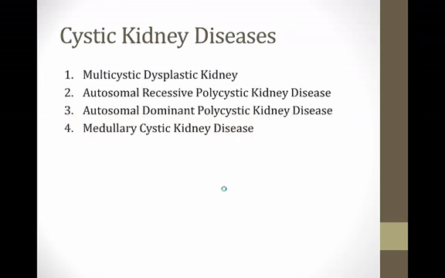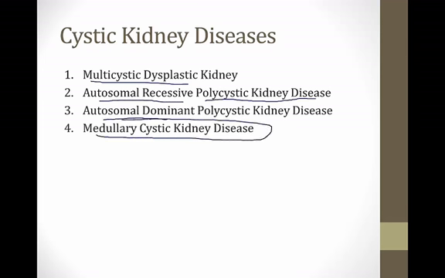So there are dozens and dozens of diseases that cause cysts in the kidneys, but there are just a couple that you should know about as a medical student, and we'll talk about these in this module. So the first one is called the multicystic dysplastic kidney, and then there are two forms of polycystic kidney disease. There's an autosomal recessive form and an autosomal dominant form, and then finally there is medullary cystic kidney disease. We'll go over all of these now.